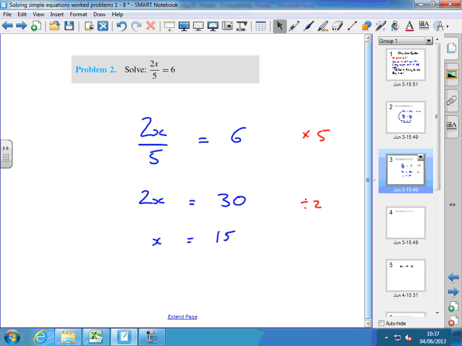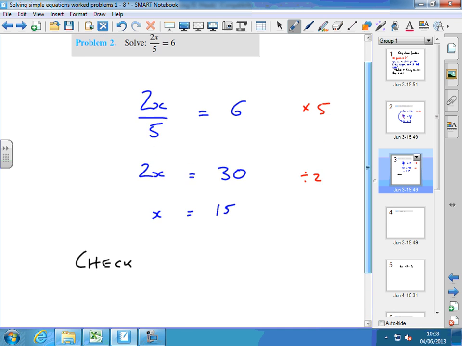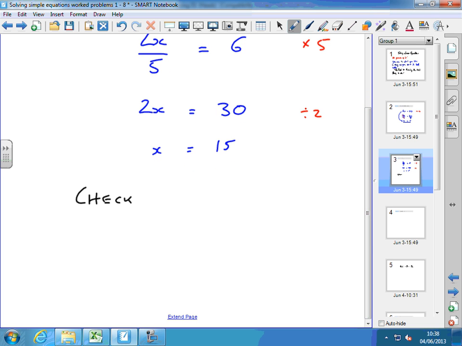It's a good idea to check, of course, when you do these things. Put your answer back into the original equation. 2 times 15 over 5, does that equal 6? Yes. So I know I've done it right.